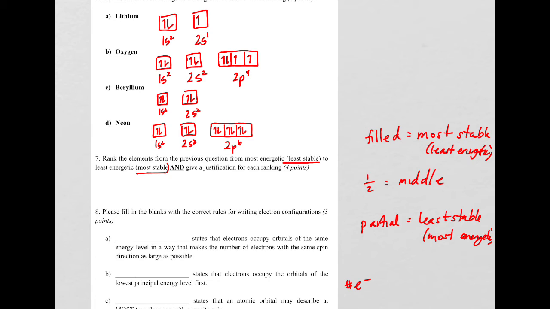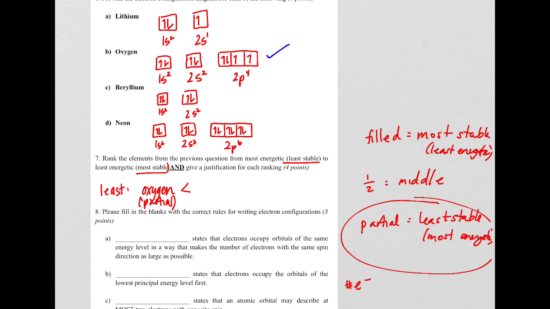So, let us begin. Our least stable are going to be our partially filled. So let's find our partially filled, and that will be our first one in the list. If you look up at our electron configurations we did before, oxygen is the only one that has a partial electron configuration. So oxygen is going to be our least stable, and the reason for that is because it's partially filled. I'm just going to write partial. All right. That is less stable.